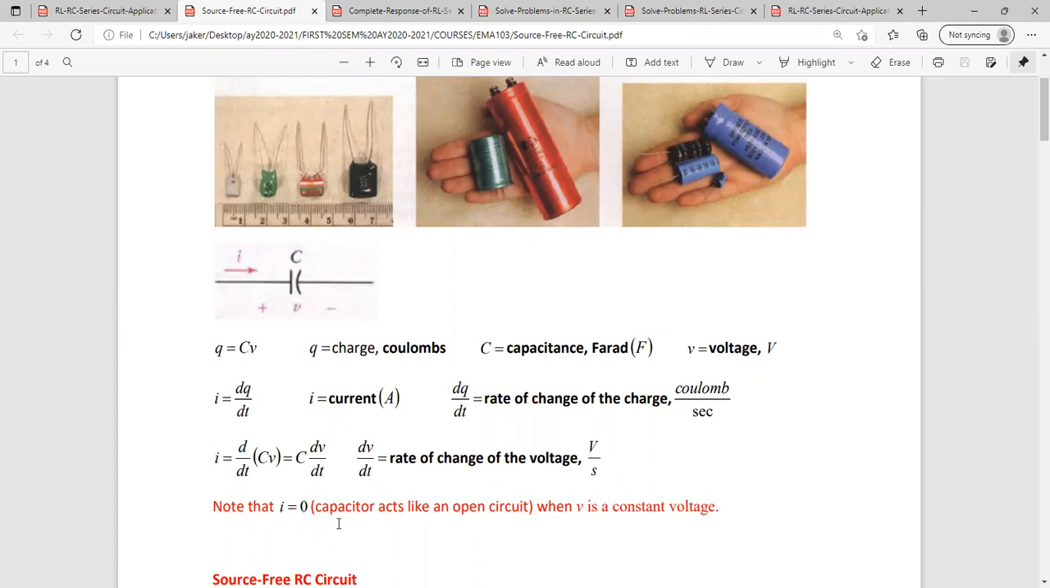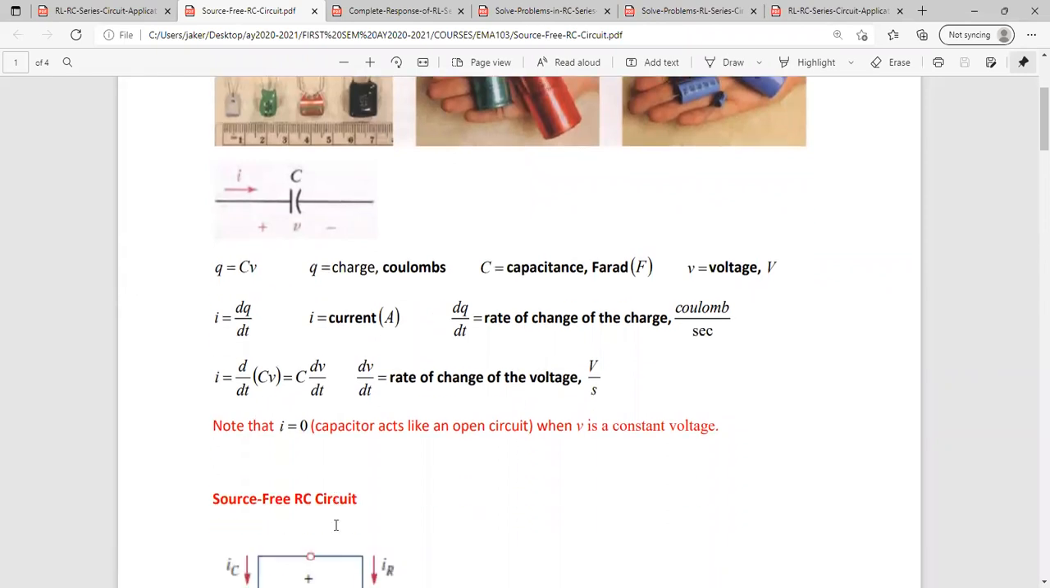Now, this was discussed in the previous meeting. So, if current is 0, the capacitor is acting like an open circuit, and this is when voltage is constant. So, meaning, initial constant. So, if this is constant, derivative of a constant is 0. It follows that your current passing through your capacitor is 0, meaning it's acting like an open circuit. Wala may nag-aagi na current.